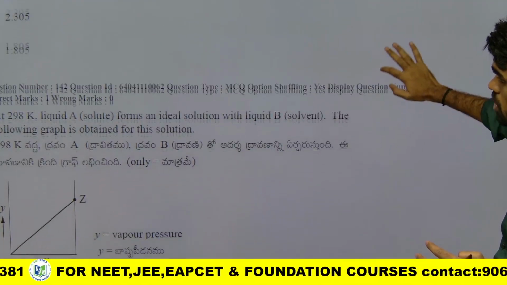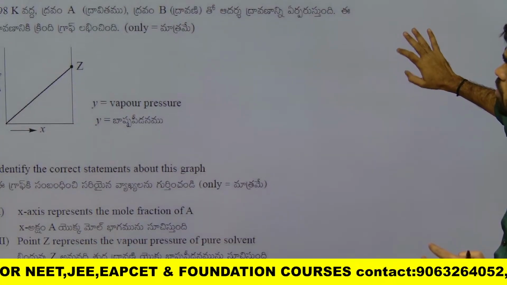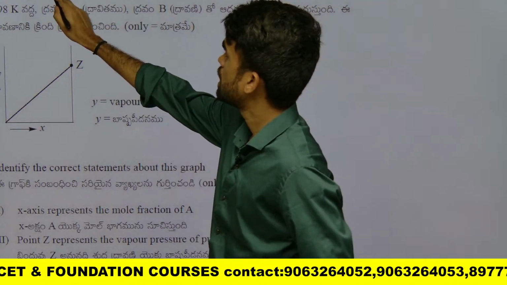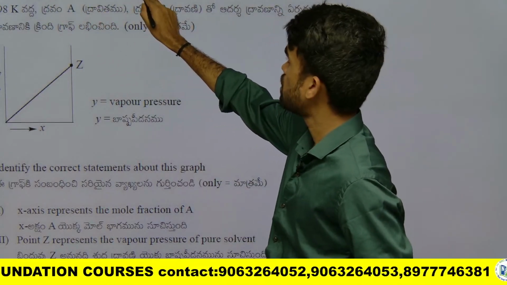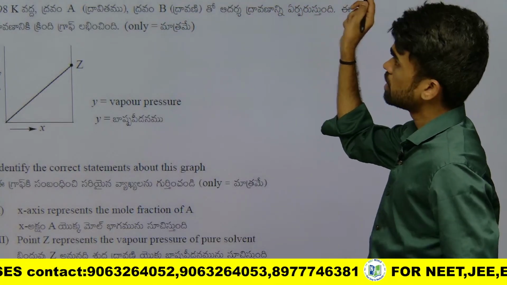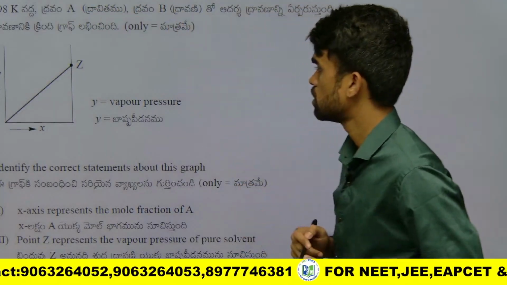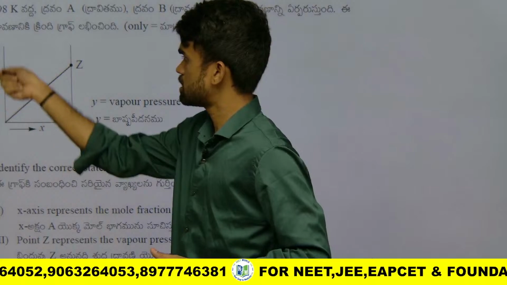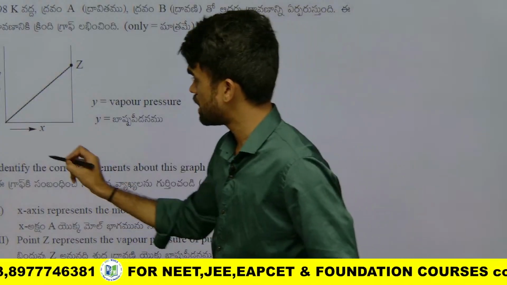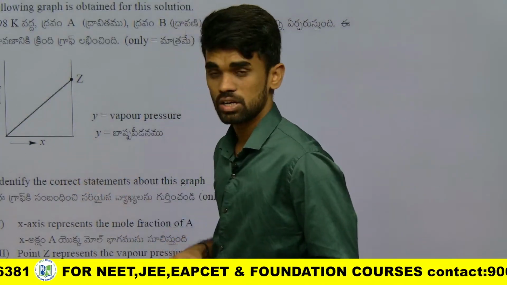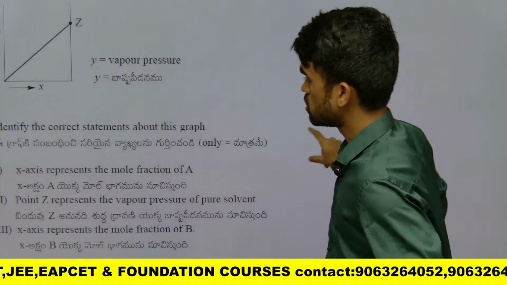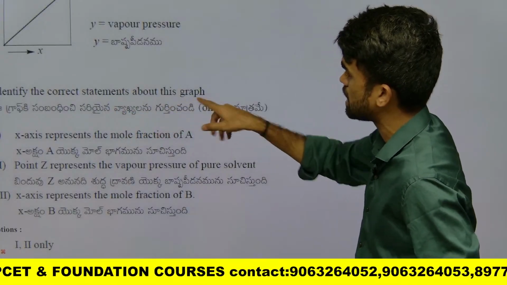Next, what about this question? This is from Raoult's law, so ideal behavior, non-ideal behavior. At 298 Kelvin, liquid A, the solute, forms an ideal solution with liquid B, the solvent. The following graph is obtained for this solution. The y axis is vapor pressure, and the x axis indicates mole fraction, here for solvent. They are asking to identify the correct statement about this graph.